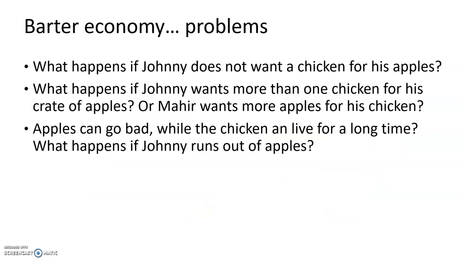Barter economy problems. What happens if Johnny does not want a chicken for his apples? What happens if Johnny wants more than one chicken for his crate of apples, or Mahir wants more apples for his chicken? Apples can go bad, while the chicken can live for a long time. What happens if Johnny runs out of apples?